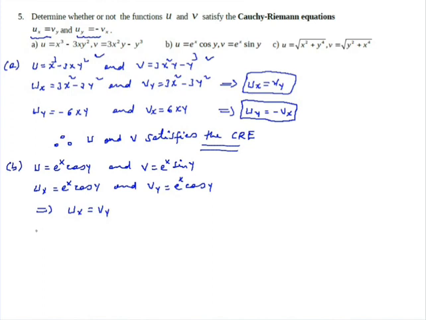Again, let's calculate uy. uy, or the partial derivative of u with respect to y, is the negative of e to the power of x sin y, and vx is e to the power of x sin y. Okay, so from uy and vx we can see that uy is equal to minus vx. So it satisfies both equations. Therefore u and v satisfy the Cauchy-Riemann equation.